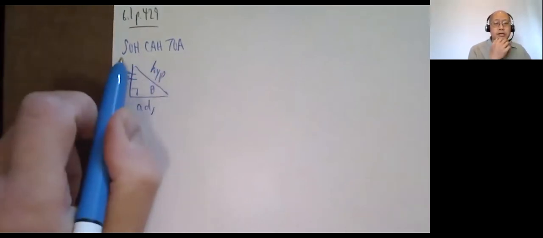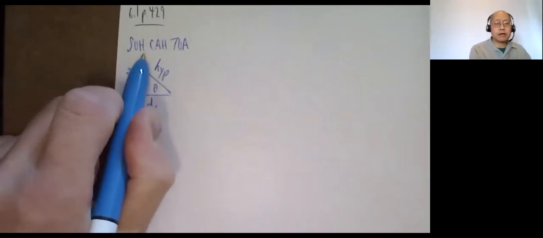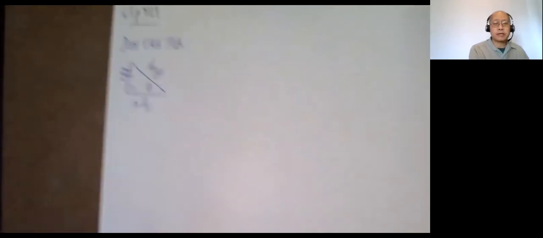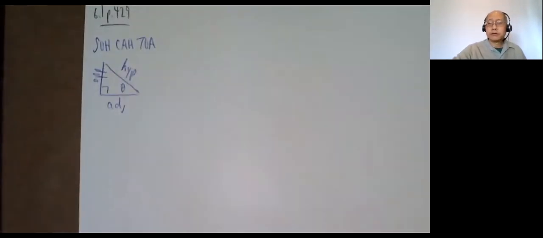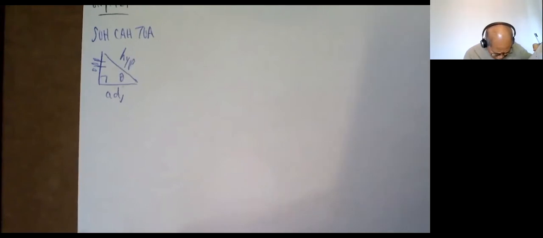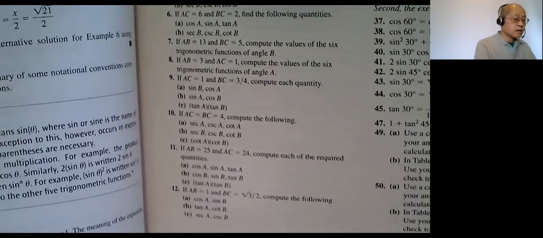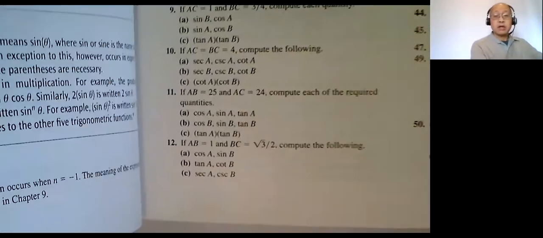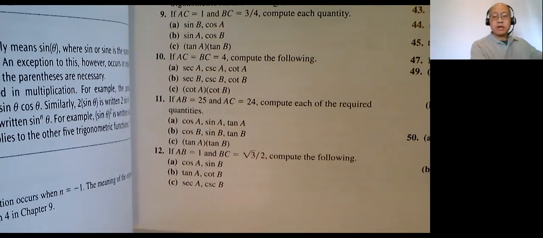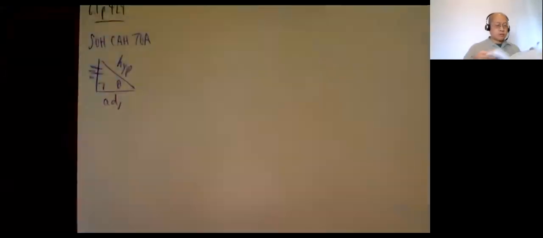And so what is Sohcahtoa? Sine of theta is opposite over hypotenuse. Cosine of theta is adjacent over hypotenuse. And tangent of theta is opposite over adjacent. Okay, so we had these. I did some problems last time and we'll do several more, hopefully. So I was going to do number 11 for you. So 11, AB is 25, AC is 24. Compute each of these things that they have you here.